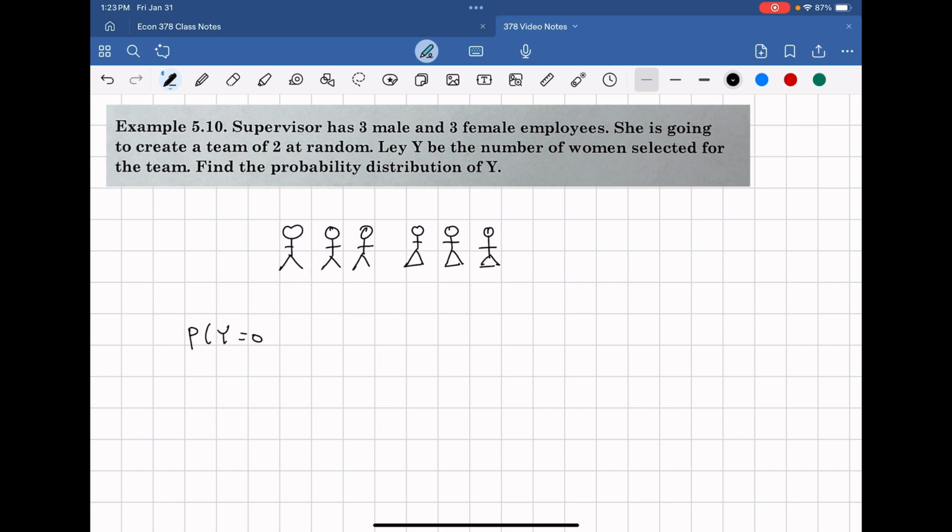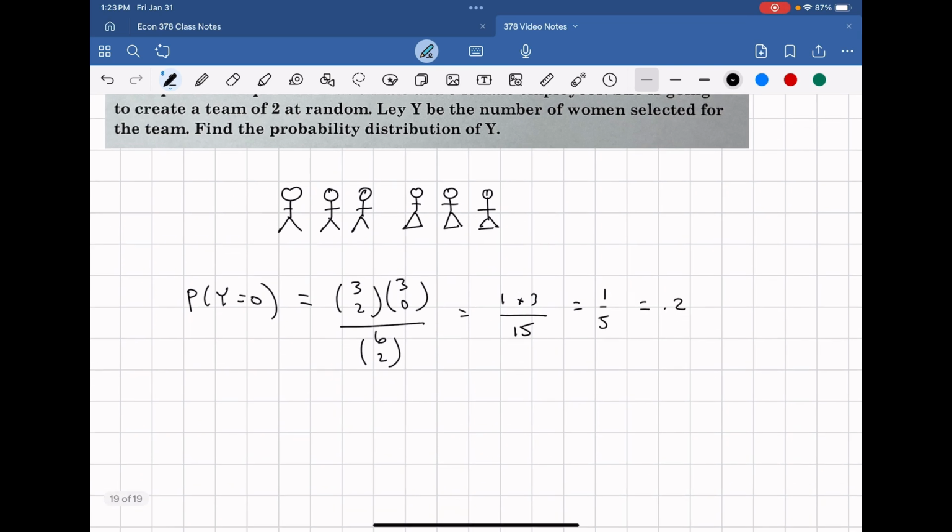So if we define the probability that Y equals 0, this is equal to, of the 3 men choosing 2, and of the 3 women choosing 0. And this will be divided by the total number of ways in which you can choose a group of 2, which would be 6 choose 2. So this would be 1 times 3 divided by 15, or 1/5, which is 0.2.